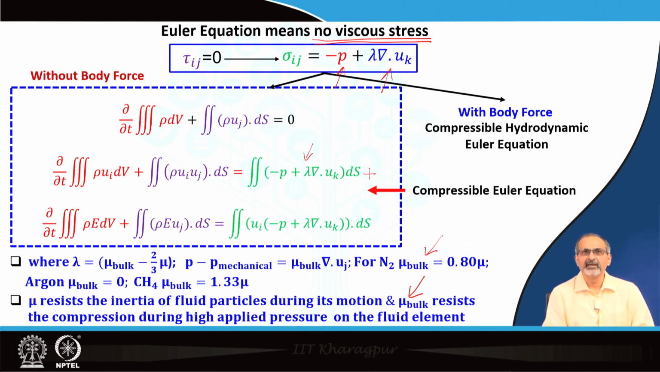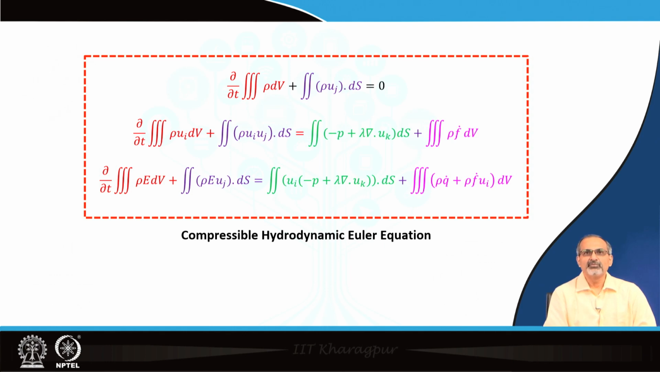Now, in the next slide, we will look at the Euler equation with body force, which we often call the compressible hydrodynamic Euler equation. So, here you see that the body force term has been added on the right hand side. Additionally, there is a q dot term which has been added in the energy equation. So, these compressible hydrodynamic Euler equations find a lot of use in astrophysical flows, which we will look at later on. You can incorporate MHD effects and so on.